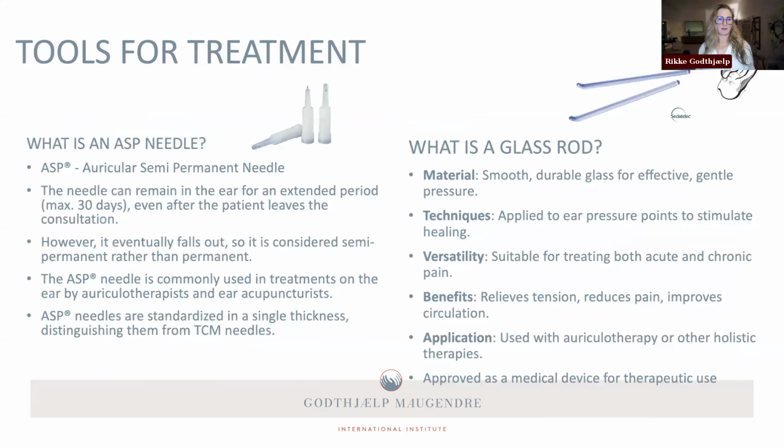So when I treat, I have shown you two things that I use or talked about. I use the ASP needles, and I also use the glass rods. I also use frequency devices, but I actually haven't written about them here. I don't know why this material has been jumping, but it has. So these are two tools that you can use to treat.